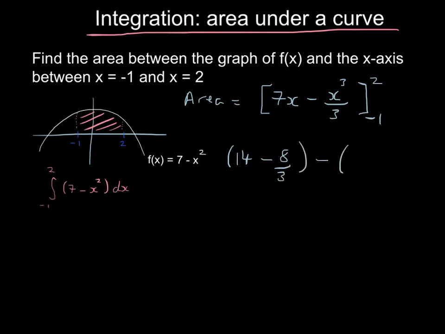Now minus the bottom limit, so 7 times minus 1 is minus 7. Minus 1 cubed is minus 1. So minus 1 cubed over 3 is minus a third. But we have an extra minus sign here, so this is going to be plus 1/3. And if you tidy up that working, you should find that the area is exactly 18, and it's area, so it will be, let's call it units squared.